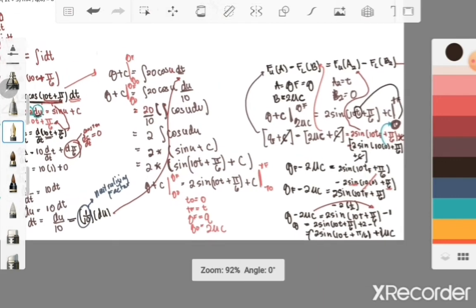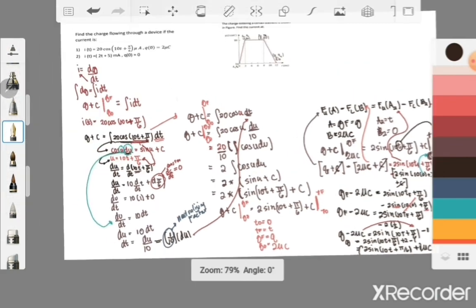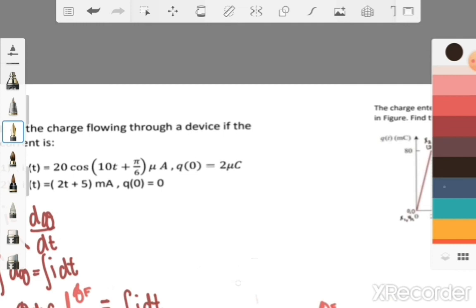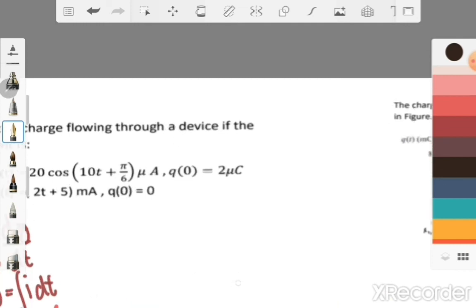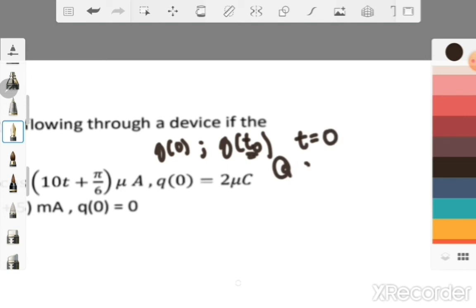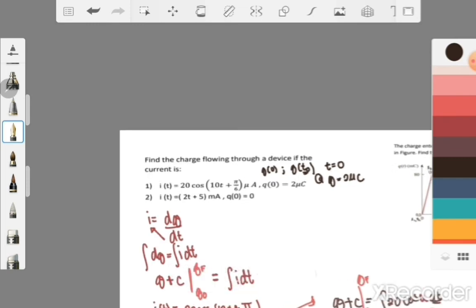So, saan galing yung 0, sir? So, take note that we are solving for a time-related problem. So, your Q sub 0 can be termed as Q sub t, relating that your t is equal to 0 at Q is equal to 2 microcoulombs. Alright? So, that is our example 1.